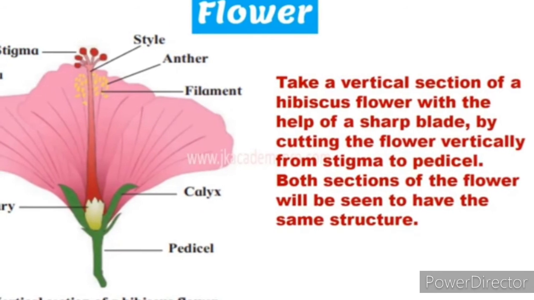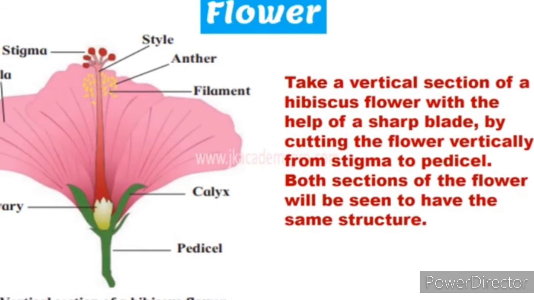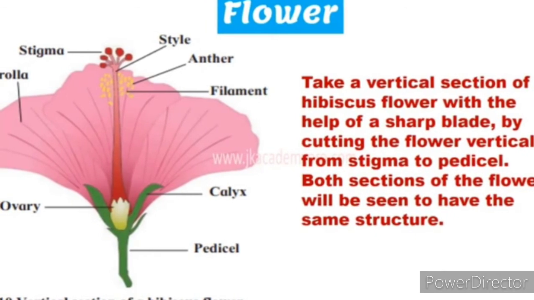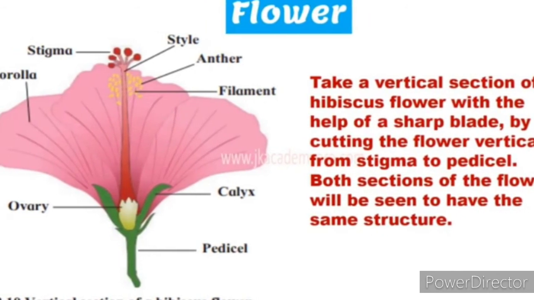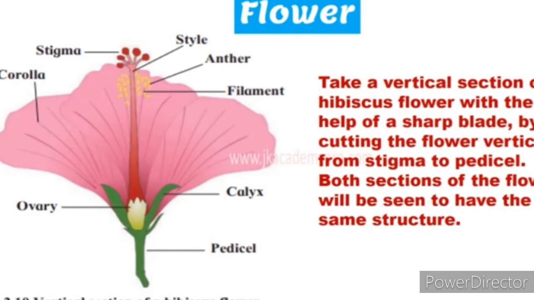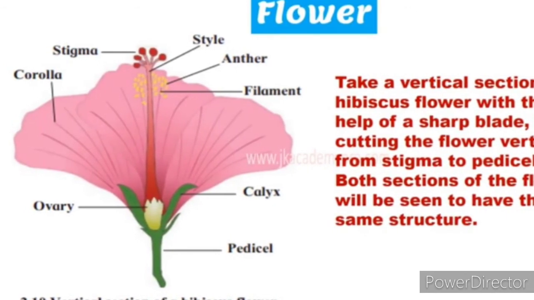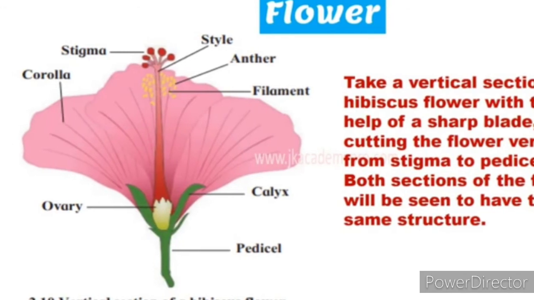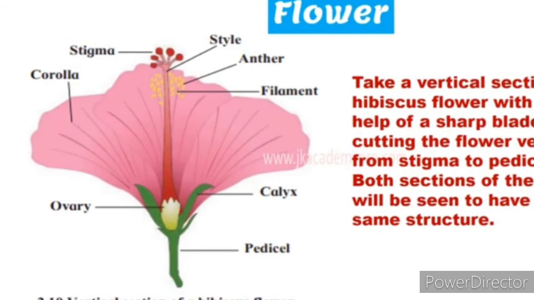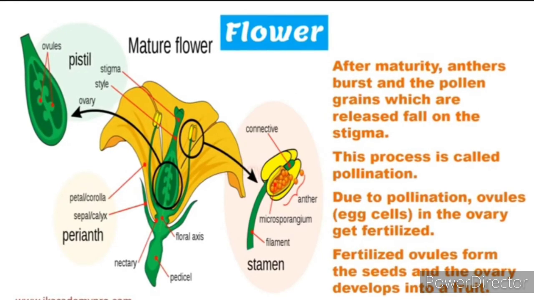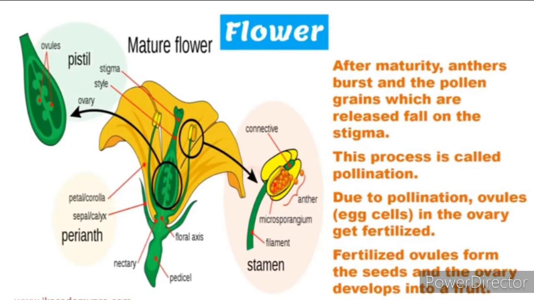Now next activity is there. Take a vertical section of a hibiscus flower with the help of a sharp blade as shown in the figure. By cutting the flower vertically from the stigma to the pedicel, you will see both the parts are the same, means symmetry is there. This is how we study the symmetry.